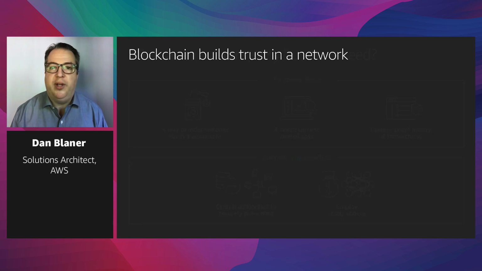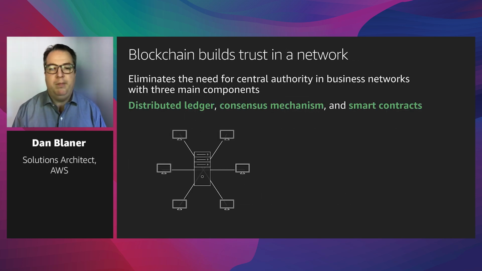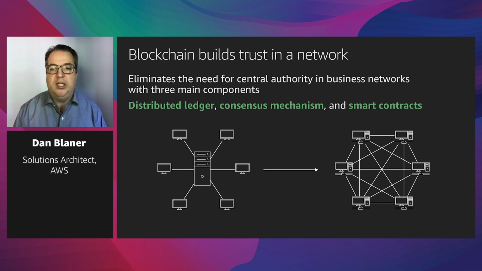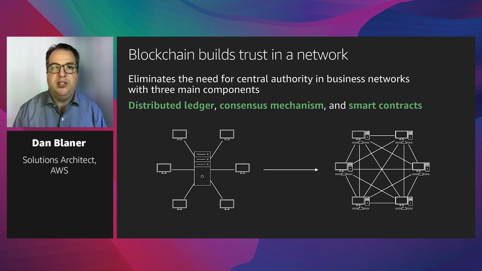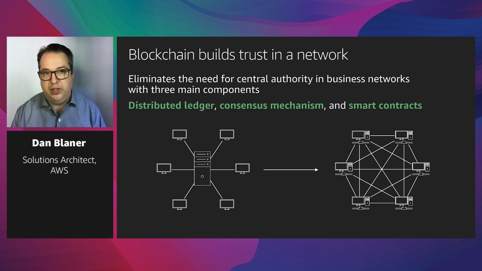Blockchain builds trust in a network and eliminates the need for central authority. It has three main components: the distributed ledger, consensus mechanism, and smart contracts. Together, these components provide immutability and trust, and they enable multi-party transactions without a centralized authority.